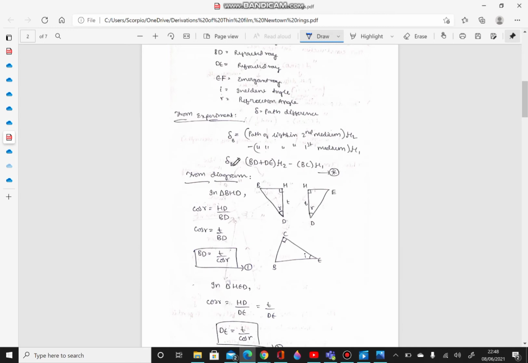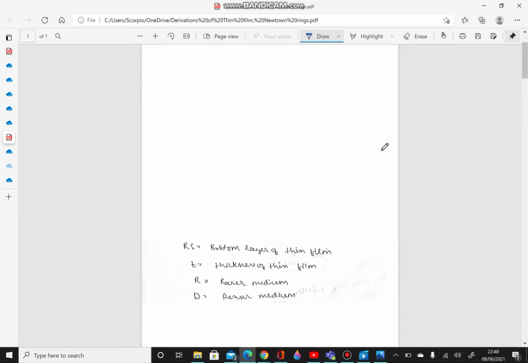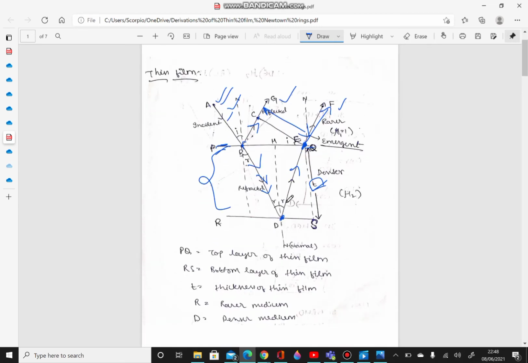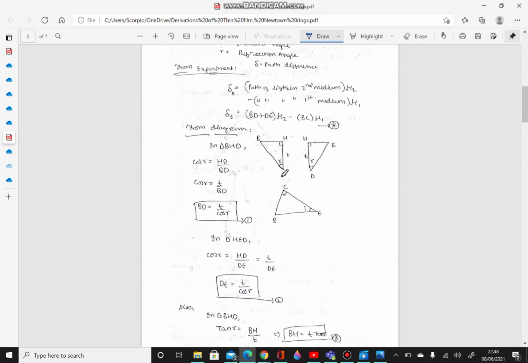So now in order to find the path difference, we need to know the values of BD, DE, BC in considerable terms. So to find these values, we are going to consider three triangles from this diagram. That is triangle BHD, this triangle, another triangle DHE, this triangle, and this triangle in the air medium, BCE, which I have drawn as it is here, no alteration at all.